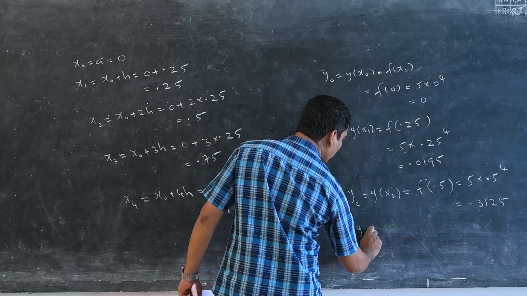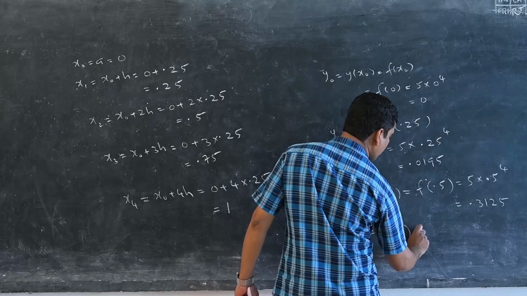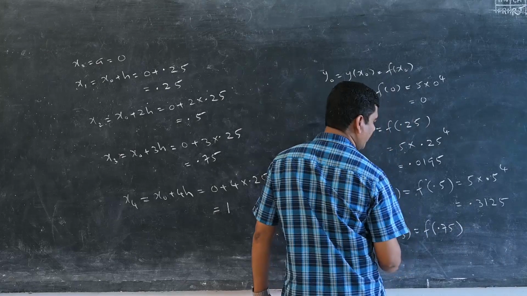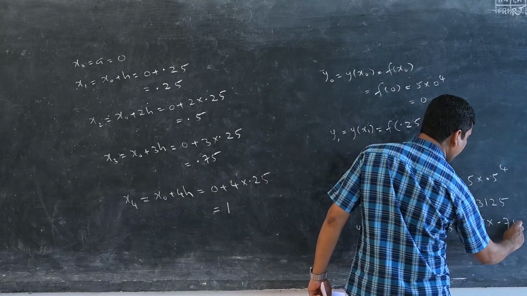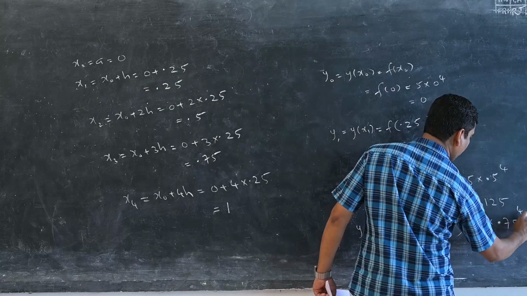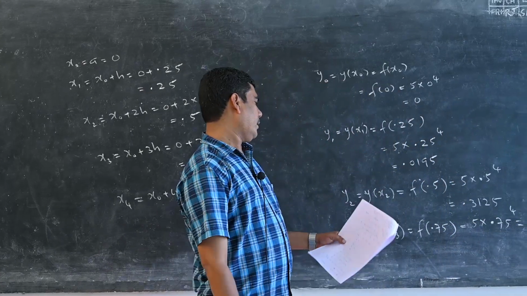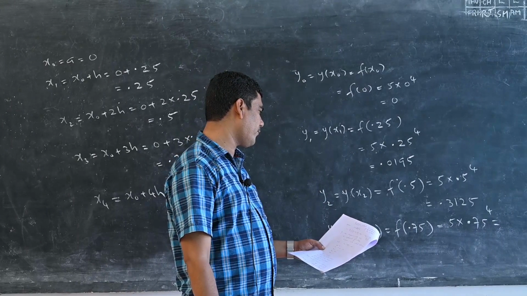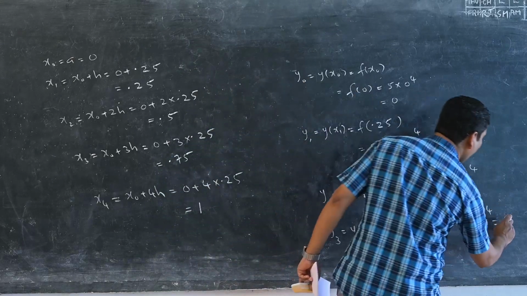y3 is equal to y of x3. It is f of 0.75. It is 5 into 0.75 raised to 4. F of x is 5x raised to 4. F of 0.75 is 5 into 0.75 raised to 4. It is 1.582.